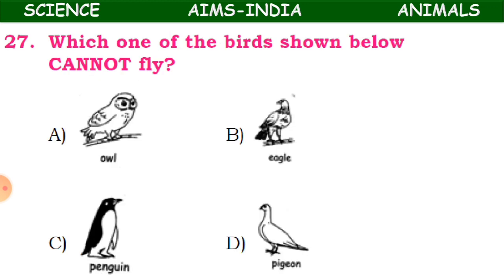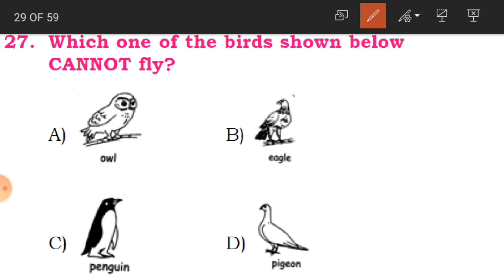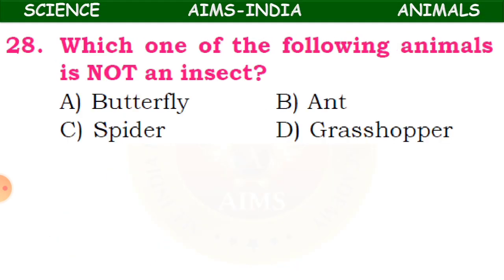Which one of the birds shown below cannot fly? See, children, you have an owl here, eagle, penguin and pigeon. Which cannot fly? Yes, it is C option, penguin. Whereas the rest of all can fly except penguin. Clear?